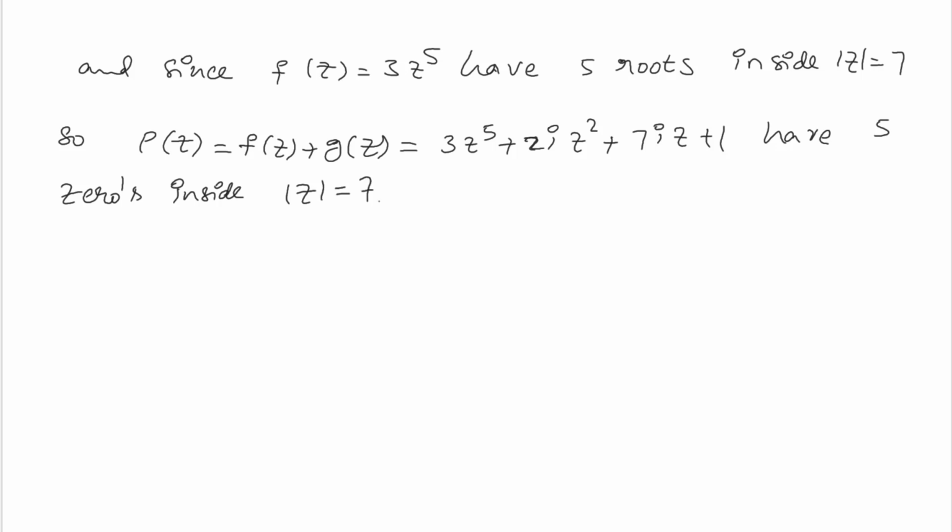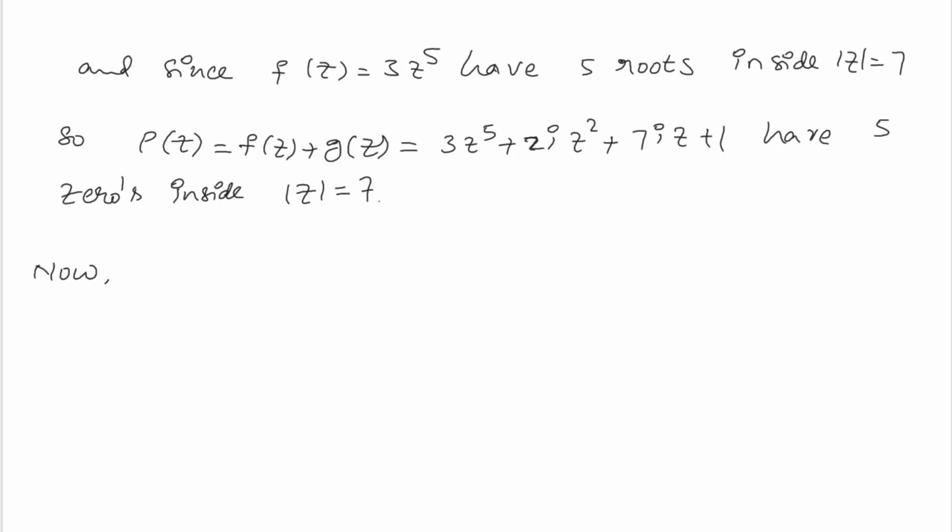But the given annular region is, we have to subtract the circle mod z equal to 1 from the circle mod z equal to 7, that is our annular region. So for this we have to calculate the number of zeros of the given polynomial inside the circle mod z equal to 1.